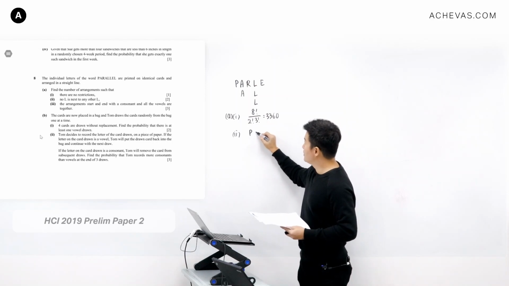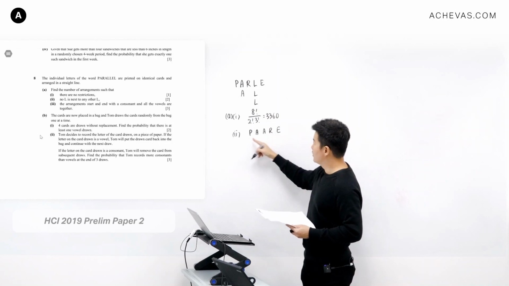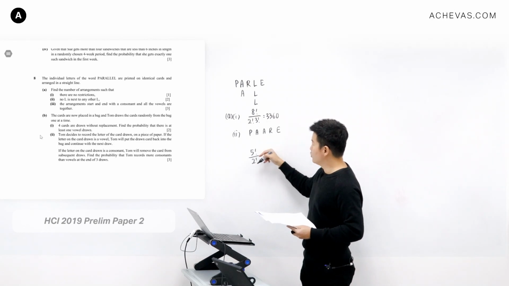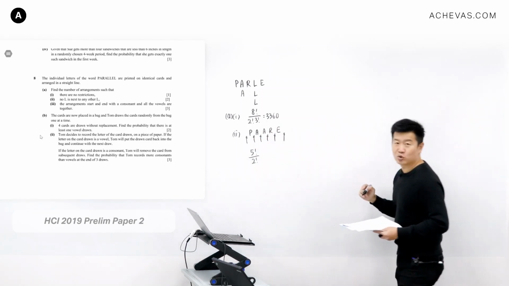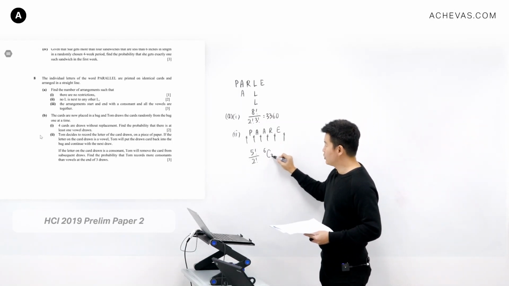So we are going to arrange P, A, R, E first. 1, 2, 3, 4, 5. We are doing 5 factorial divided by 2 factorial because of the 2 A's. And for L, I'm going to be slotting them into these positions, including the 2 end positions. So we have 6 of them. So out of 6, I will choose 3.